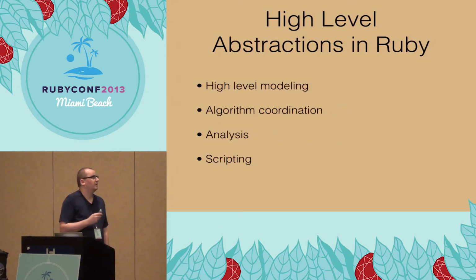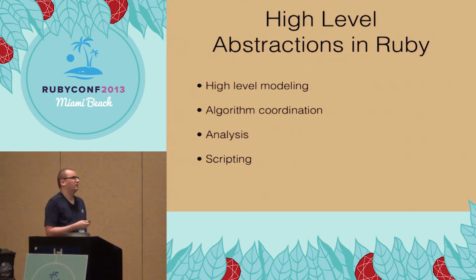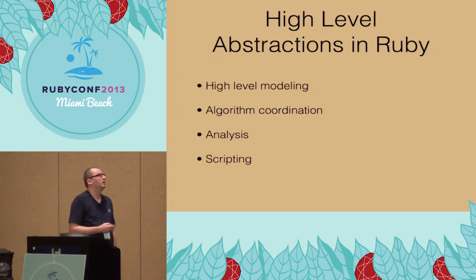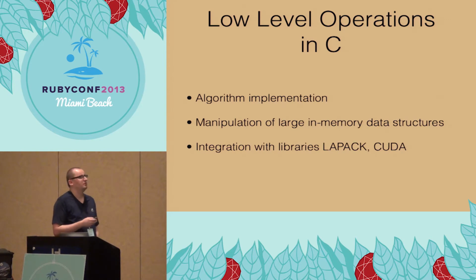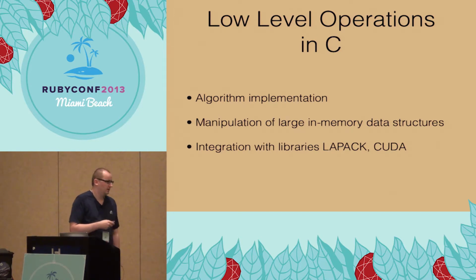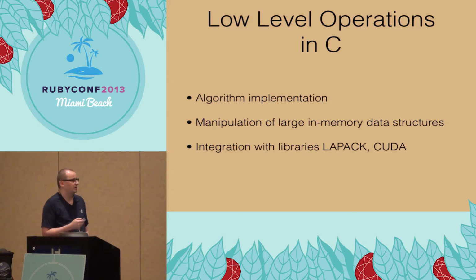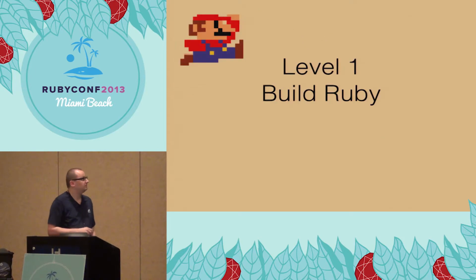So what you get is you can put all your high-level abstractions in Ruby. All the modeling, all the algorithm coordination, all the analysis and scripting, do it in Ruby. But all the low-level operations, like algorithm implementation and manipulation of large in-memory data structures, you can do in C. And in this way, you can also integrate with linear algebra libraries and CUDA and other stuff. The stuff that matters and requires speed, you can write in C, but you can actually control it from Ruby.